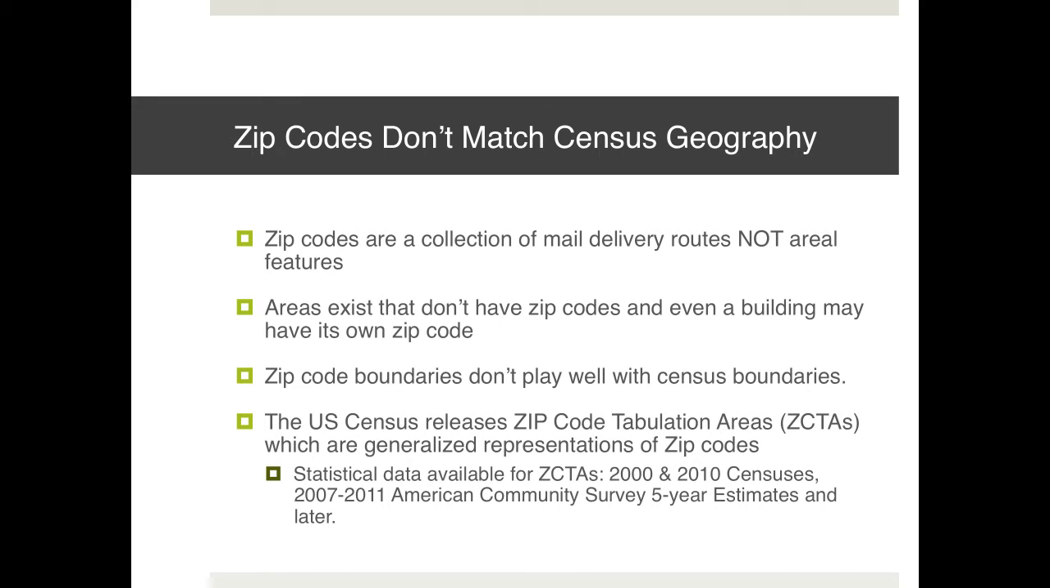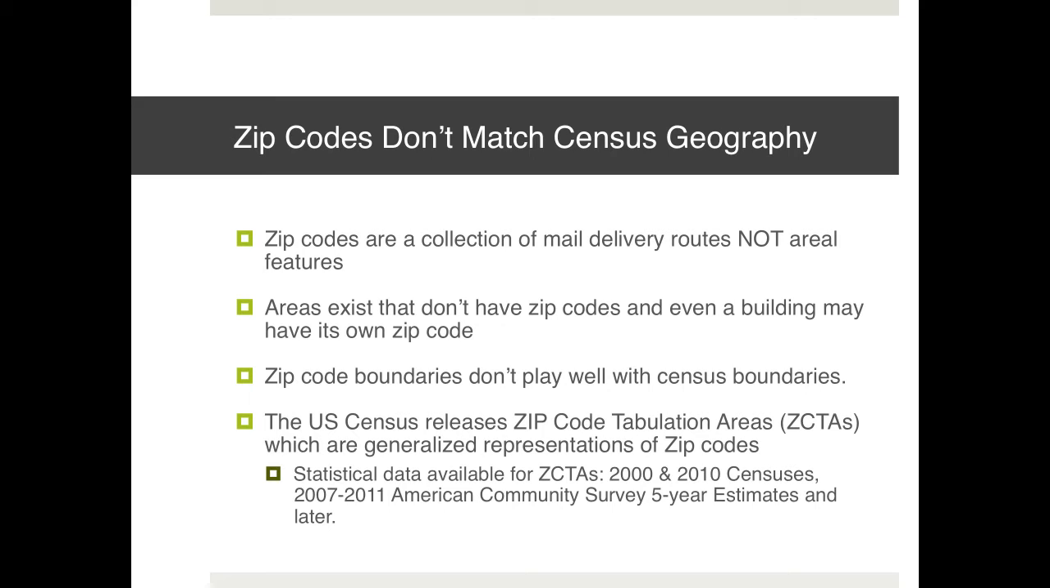Now let's shift to something else. Zip codes are often data that's used in GIS mapping, but there's a big problem in using zip codes with census geography. The areal units don't match up. Zip codes are a collection of mail delivery routes, not areal features. Areas exist that don't have zip codes, and there are buildings that may have their own zip code. Zip code boundaries don't play very well with census boundaries.